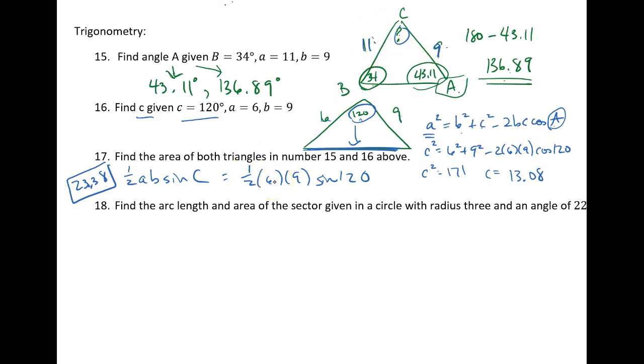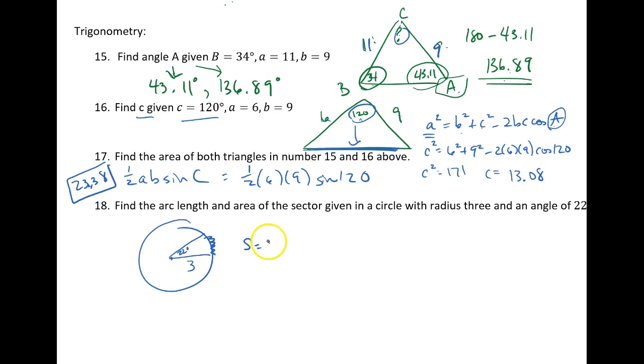Now, number 18, find the arc length and the area of the sector given in a circle with a radius of 3 and an angle of 22 degrees. So I'm just going to draw a little picture in question. It wants arc length and it wants area of the sector. So how do I do arc length first? Well, arc length is usually labeled with an S, and it's just r theta or something like that.